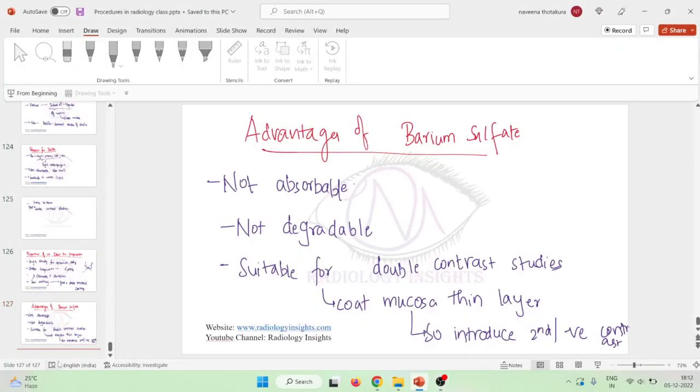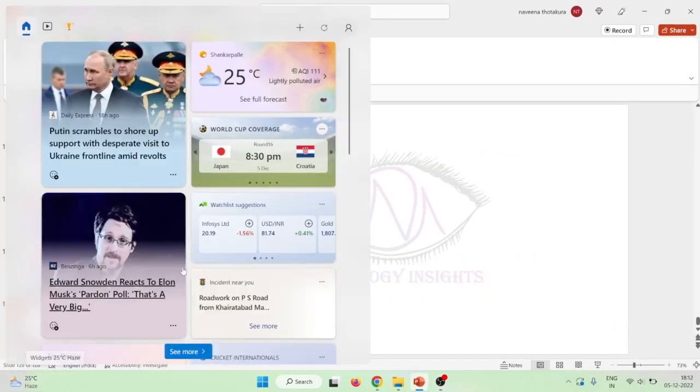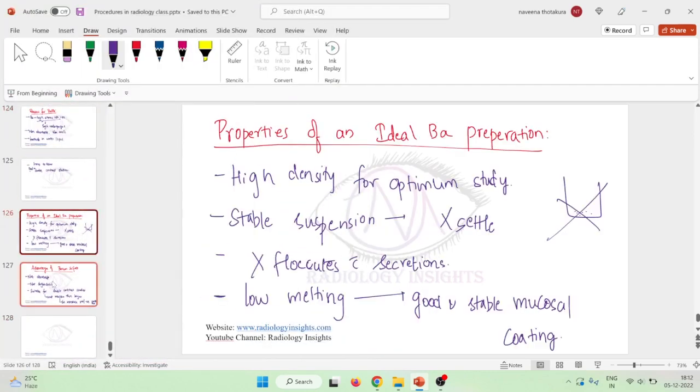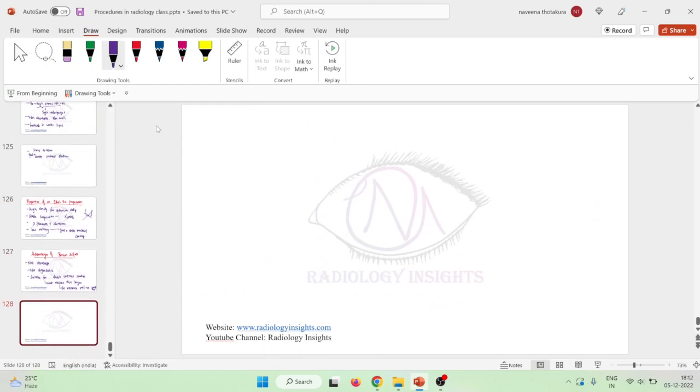Hello friends, in the last class we learned about the properties, advantages and also the reasons why we use barium sulfate as an ideal agent. Now, how are we going to manufacture barium sulfate? So, manufacture of barium sulfate.